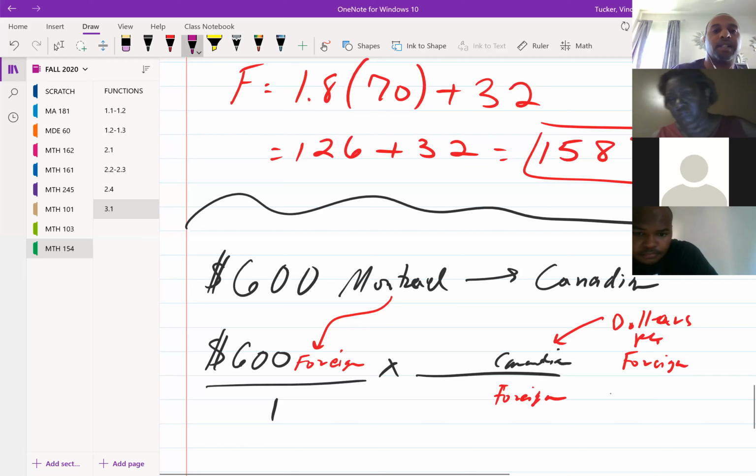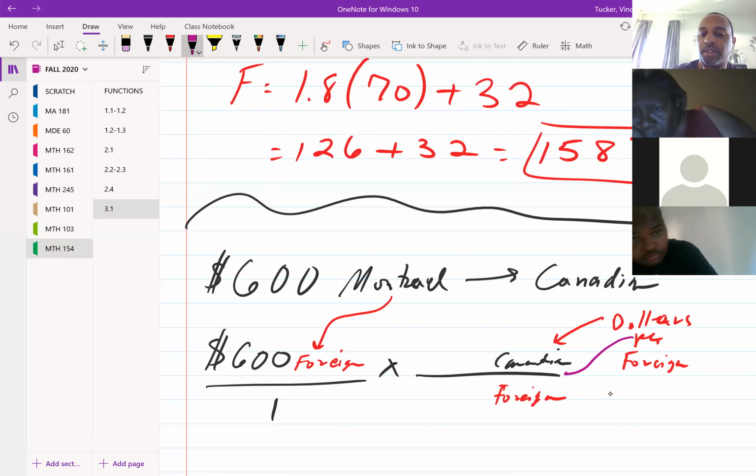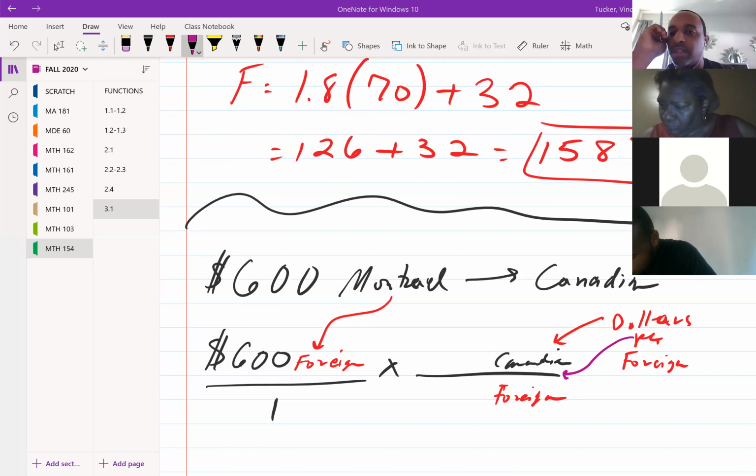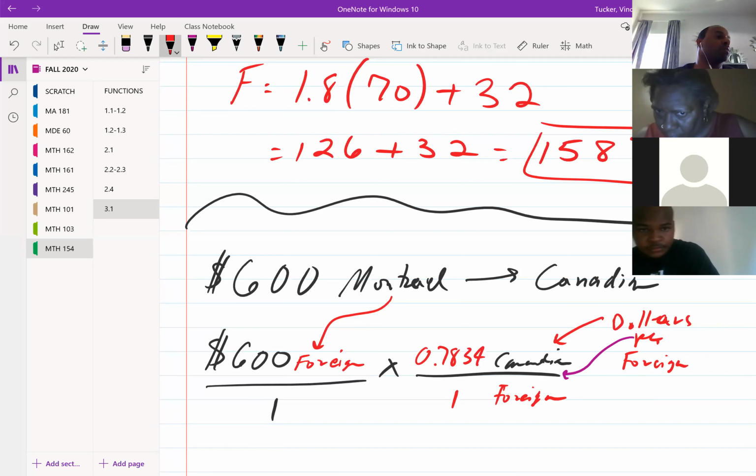I don't know if I emphasized it in this class or another class, but per and that division sign are the same thing. So when you say per, that's dollars over foreign. Let me go back and see what that conversion factor was. Dollars per foreign, 0.7834. Questions before we go any further?